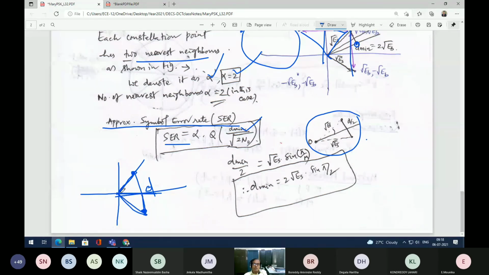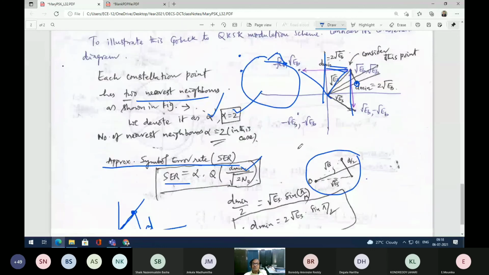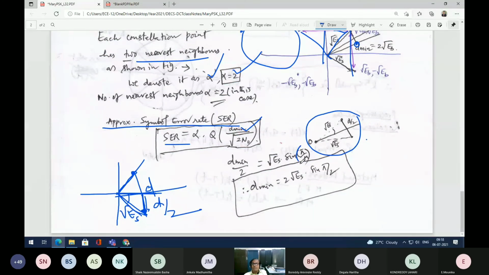Now this is going to be a right angle triangle. Correct? And this is my root over ES. This is your amplitude here. This is D by 2. This is D by 2. And this is half of your angle. See, this is 2 pi. You'll get obviously half of that, which is going to be pi by m. And this is D by 2. So from this I can find out the relationship between D minimum by 2 and this one.